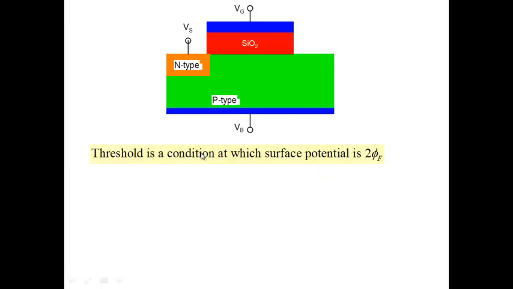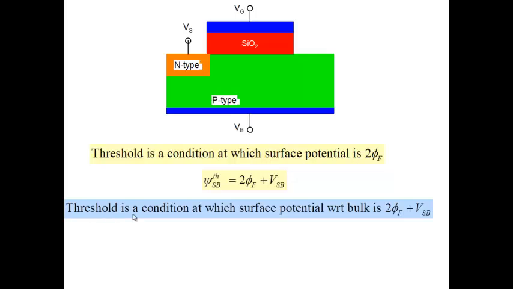First of all, note, when somebody says threshold is a condition at which surface potential is 2 phi f, the first issue that you should raise is: surface potential measured with respect to what? Is it with respect to bulk or is it with respect to the source? That issue must arise. We have seen that surface potential with respect to bulk has to be 2 phi f plus VSB. So a true statement is threshold is a condition at which surface potential, with respect to bulk, is 2 phi f plus VSB. That's the condition for threshold.